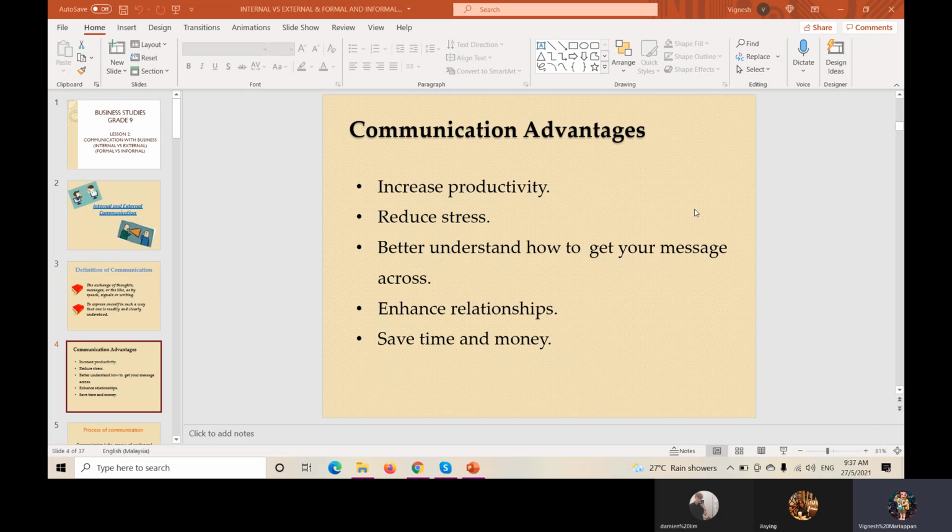If you pass any information to your receiver, and then it enhances relationships. Of course, it will build good relationships among those who send the message and receive the message. And then it saves time and also saves money. If you use any technology for communication, it will save your time and also save your money, because you all know the technology has developed a lot nowadays.